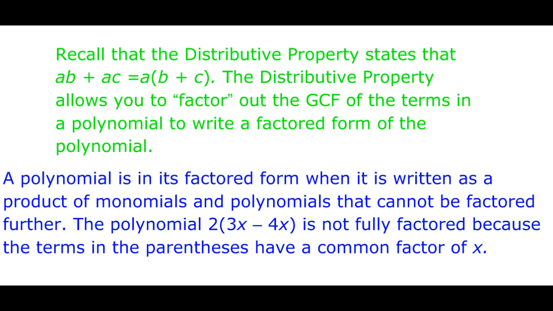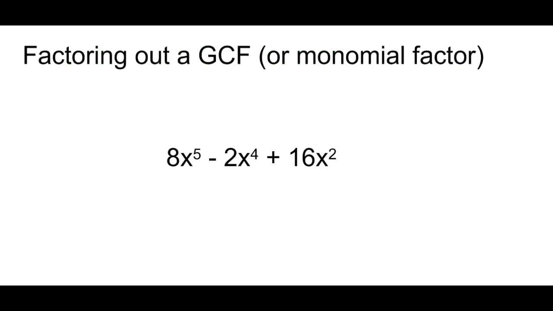Okay, the distributive property tells us that when we have A times B plus C, we get AB plus AC. We're using the distributive property kind of backwards to factor out the greatest common factor. When a polynomial is factored fully, there's no monomial or polynomial or anything else that the terms have in common. You cannot factor out anything else. If you look at this example right here, this is not fully factored because these two terms both have an x in common. Okay? So here's how we do this.